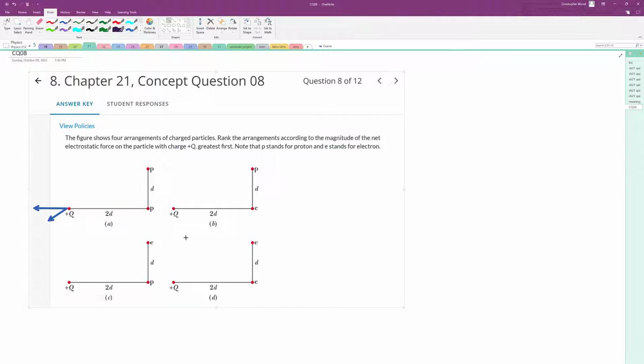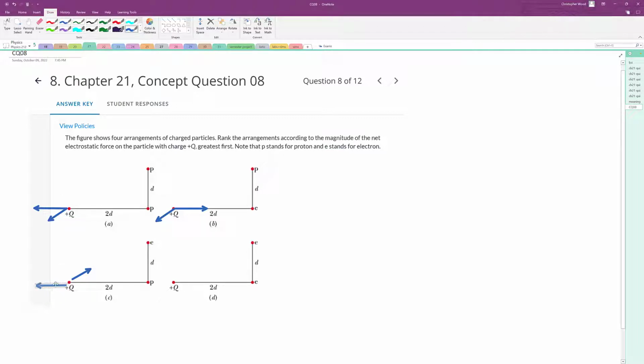In B, this force from the proton to the upper left has the same direction and magnitude as the one in part A, but now we have an electron which is exerting an attractive force, and this leftward arrow has the same magnitude as the rightward arrow in part A, except, again, it's in the opposite direction. In C, this electron to the upper right has this attractive force acting on big Q, and the proton to the right has the same repulsive force as does the one in part A.